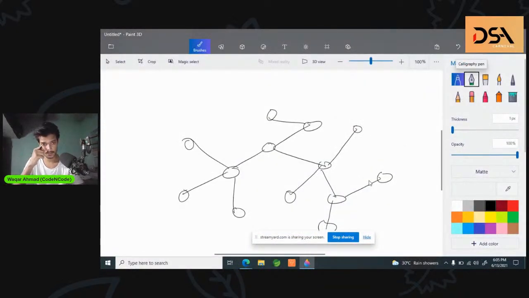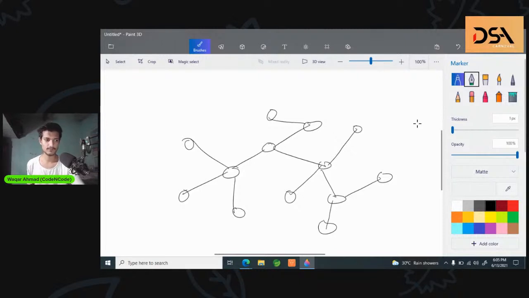So let's start with the tree representation. So first of all, what is tree? Here on the screen that you can see, this whole thing is actually a tree. So in tree, we have two things. First of all, these entities, which are known as the nodes, and then the relationship between them that are known as the edges, right? So first thing, we have to learn how to represent this thing in data structure, okay?